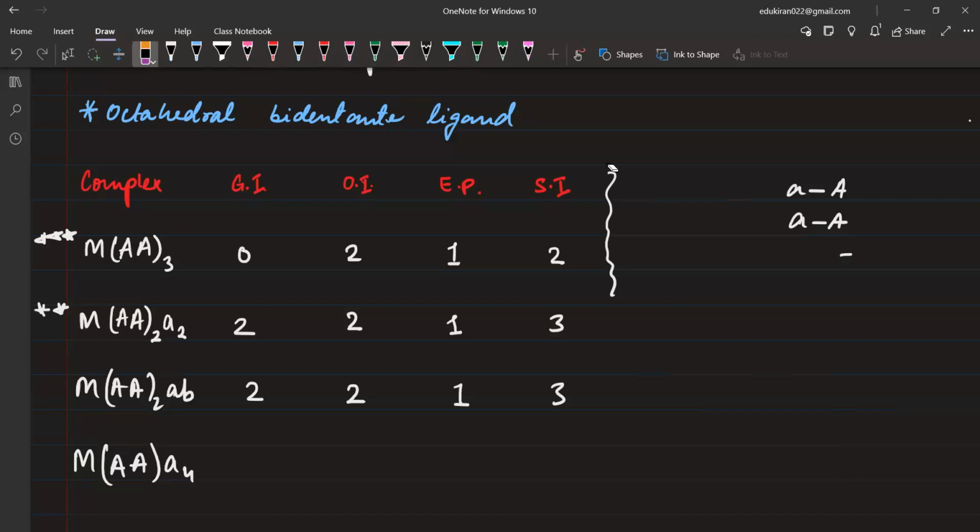How many bidentate ligands are we having here? Tell me guys. How many bidentate ligands we are having in the fourth case? कितने bidentate ligands हैं? बोलो भाई. भाई audible? देखिए. In the first case, how many bidentate ligands are there? Hello. भाई audible? Yes, sir. How many bidentate ligands are we having in the first case?